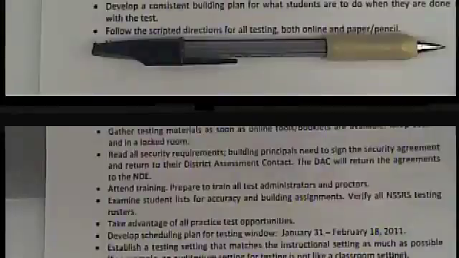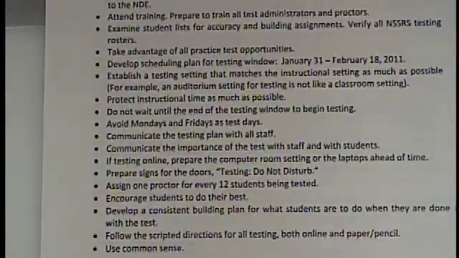And then, of course, the last one is use common sense. Just use plain old common sense as to how this is going to work for all of us. We have to. If we don't use common sense, then it's all for naught.